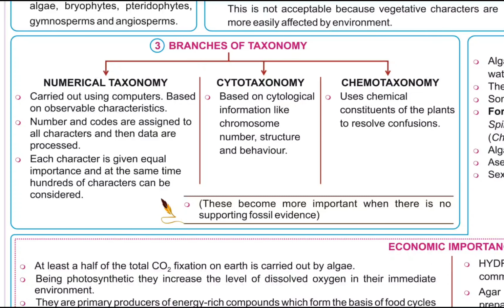Branches of taxonomy. Numerical taxonomy, carried out using computers, based on observable characteristics. Numbers and codes are assigned to all characters and the data are processed. Each character is given equal importance and at the same time hundreds of characters can be considered. Cytotaxonomy, based on cytological information like chromosome number, structure and behavior. Chemotaxonomy uses chemical constituents of the plant to resolve confusions. These become more important when there is no supporting fossil evidence.